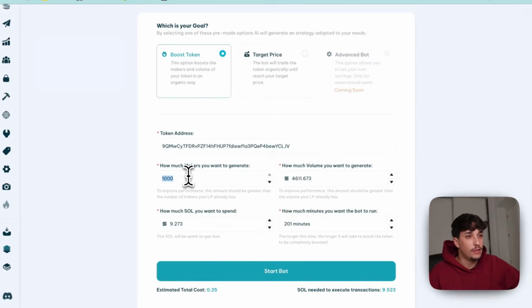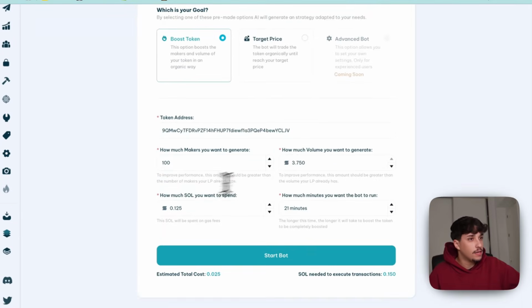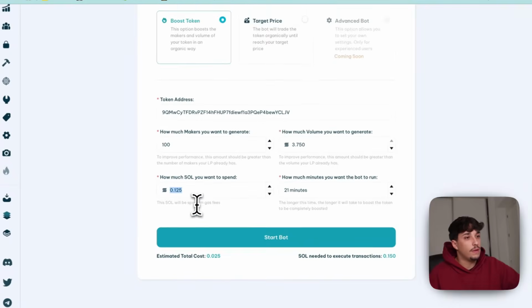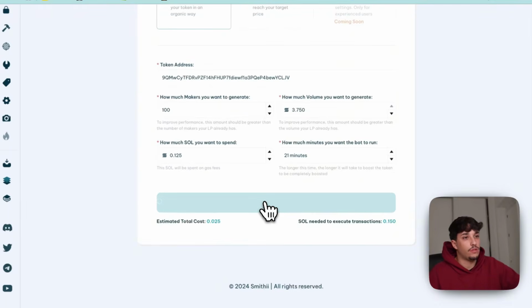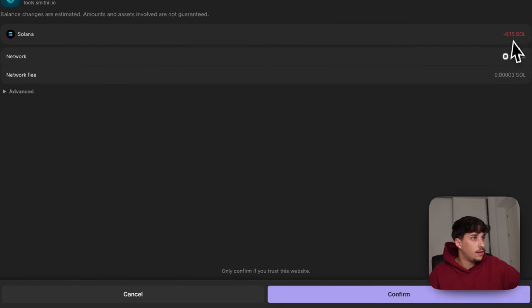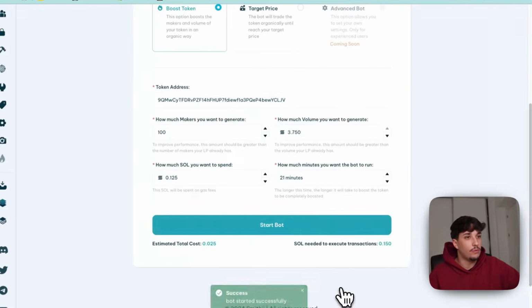So to make it simple, we will use 100 makers. You can play with the buttons and see what you can make, but anyways, just to try, we're gonna put 100 makers, we are gonna generate 4 volume, and we will be spending in total 0.50. We will set 20 minutes, and we click on Start Bot. We will see the transaction on the wallet. Here we are, 0.15 Solana, and we confirm.